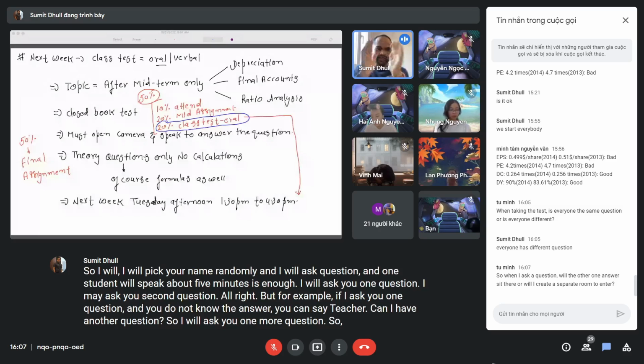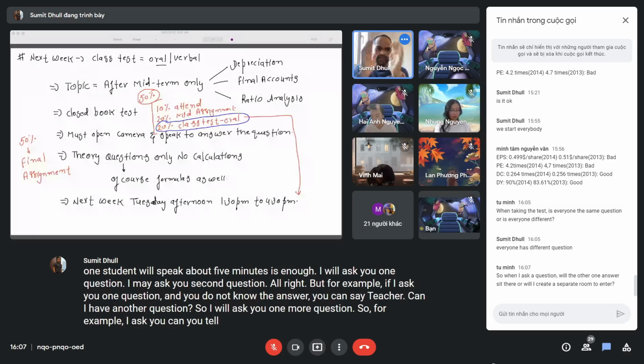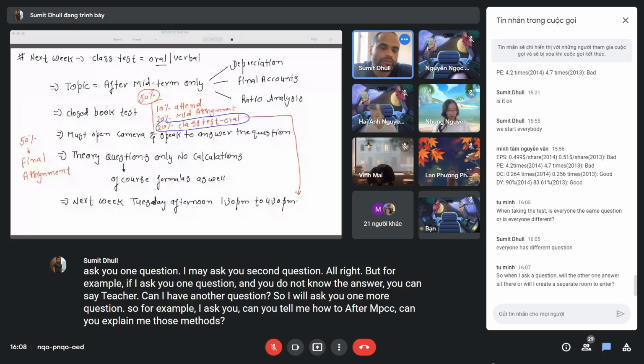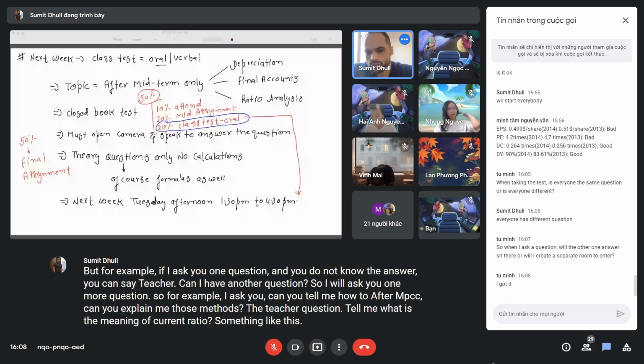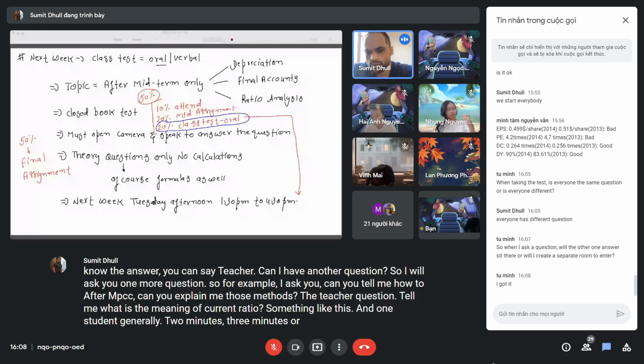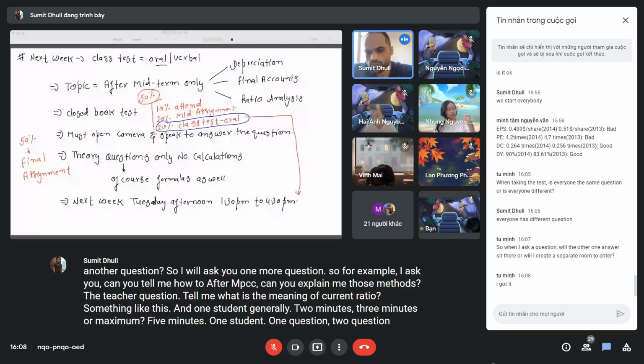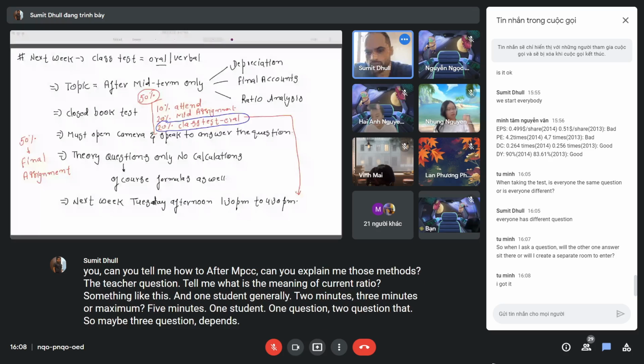So for example, I ask you, can you tell me how many methods of depreciation we have? Can you explain those methods to me? If that is the question, then I will change to another question. Tell me what is the minimum of current ratio? Something like this. At maximum 5 minutes, one student. One question, two questions, that's all. Maybe 3 questions, depends. All right.